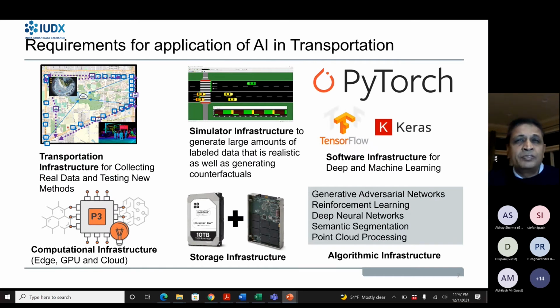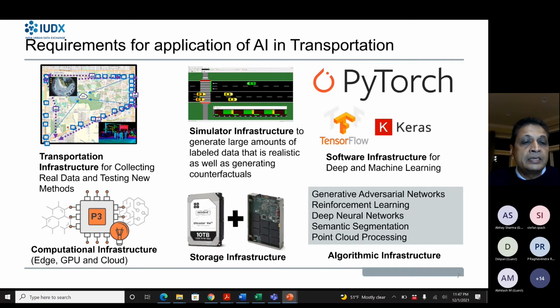What are the requirements for application of AI in transportation? I heard a nice introduction of your institute and what you're trying to do, but at a high level, you're collecting data for some end goal, and we do the same. We have data coming from a transportation infrastructure, some of it in real time, and some of it in offline mode. We need that to be able to test our algorithms and make sure they work in the real world.